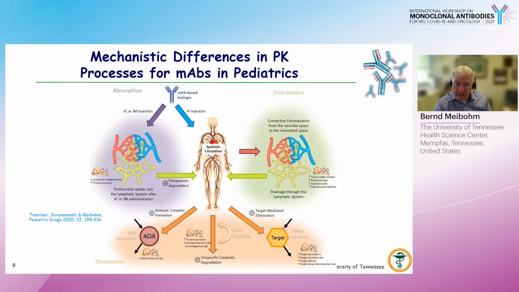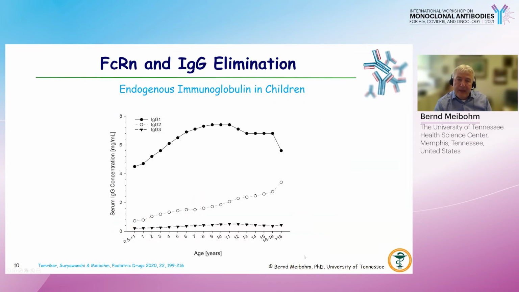When we look at the elimination processes, we already mentioned the unspecific proteolytic degradation and then the FcRn recycling process, as shown here on the bottom in the middle. If we look at FcRn, then FcRn, of course, is a recycling process for immune globulins within the body, not only therapeutically administered IgG molecules, but also IgG molecules that are endogenously available. And what is well known is that children have much lower reference values of immunoglobulin G molecules compared to adults.